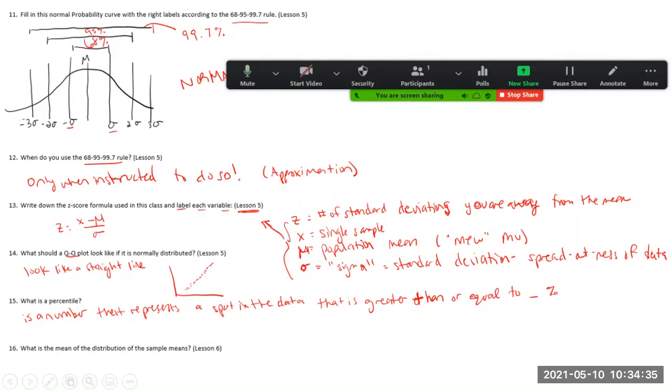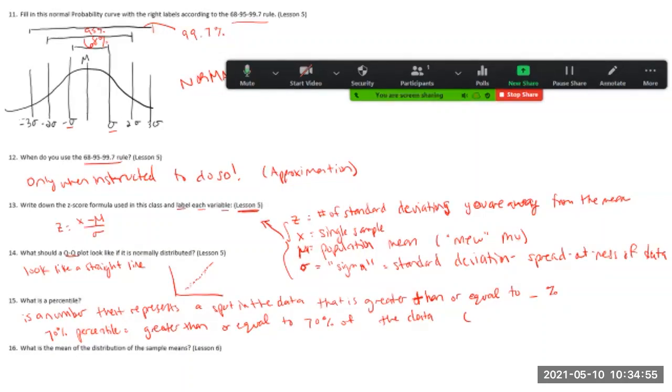So for example, if you are in the 70th percentile, that means that your measurement is greater than or equal to 70% of the data, or that you're the same as or less than 30% of the data. Sometimes they'll use other interpretations, but don't dwell on that one too much.